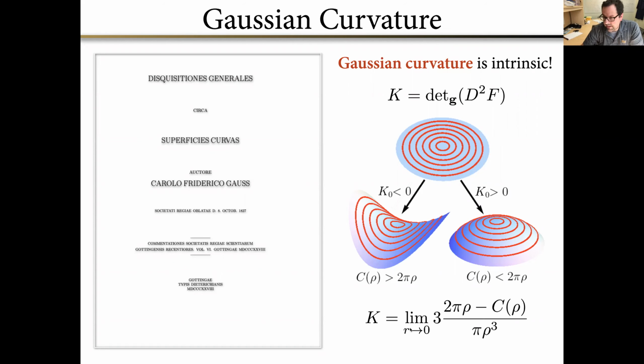Gauss's idea was to measure the discrepancy between a regular circle and what we're actually measuring, and take a limit. This is the actual way you can measure the curvature of the surface. It's a way to prove flat earthers wrong: just measure the circumference. It's going to be less than 2 pi r.